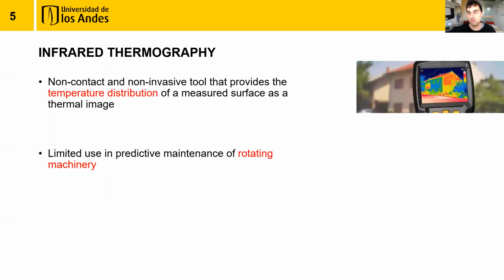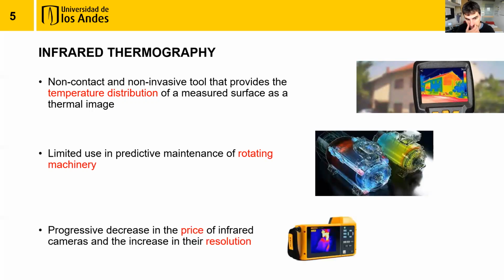Infrared thermography has been used in different domains, like civil structures and electrical installations. However, its use in rotating machinery has been much more limited. With the progressive decrease in the price of infrared cameras and the increase in resolution, it has become an attractive tool, so it is interesting to study its usability for identifying the health state of equipment, that is, for the state assessment problem of rotating machinery.